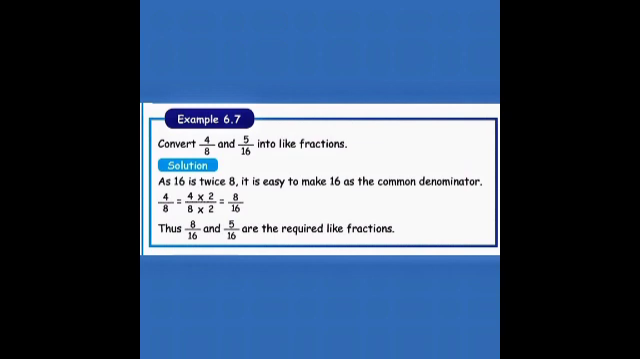You have one more way: convert 4 by 8 and 5 by 16 into like fractions. See the denominators 8 and 16. Twice the 8 is 16. So you make 16 the common denominator. Here you multiply only one fraction with 2, and you get like fractions. So 4 into 2 divided by 8 into 2. 4 2s are 8, 8 2s are 16. The other fraction already has denominator 16, that is 5 by 16. So 8 by 16 and 5 by 16 are the required like fractions.